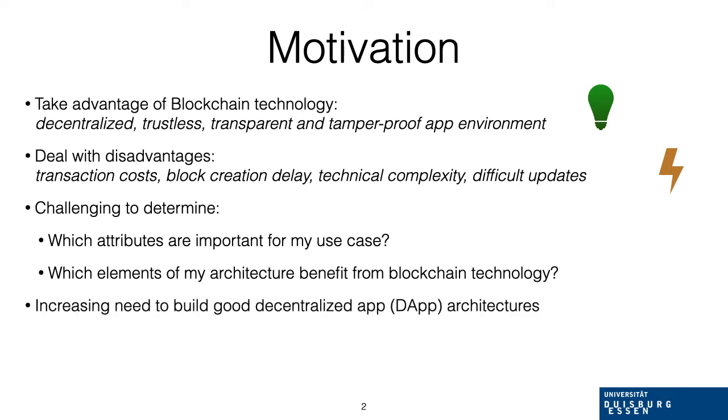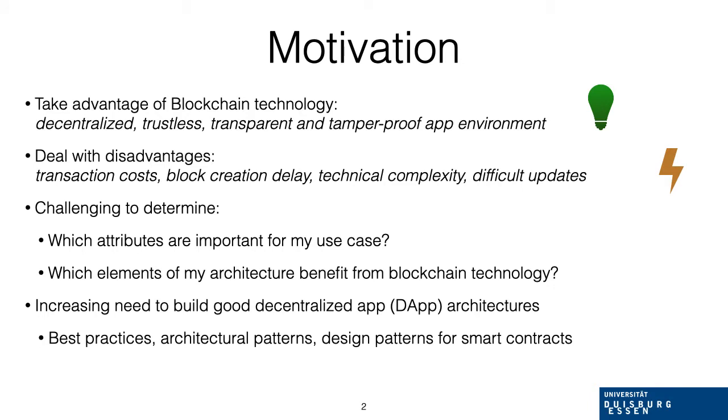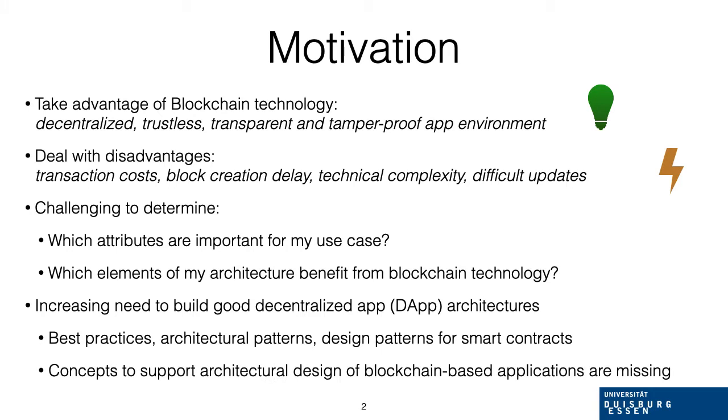So what we see is an increasing need to build good decentralized or DApp architectures. And what we need are best practices, architectural patterns, and design patterns for smart contracts. What also is missing currently are concepts to support our architectural design of blockchain-based applications. And because my impression is that building blockchain-based applications is somehow different from common software, or current approaches are not sufficient for that, that's exactly my area of research: how to support the architectural design of blockchain-based applications.